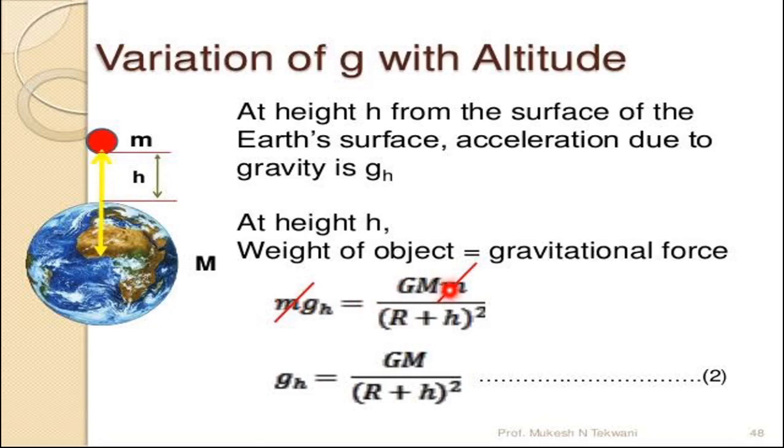By cancelling m from both sides, we'll get the value of g, or we can say the acceleration due to gravity at a height h, which is equal to G me divided by (r plus h) whole square, where r is the radius of the earth and h is the height of the object from the surface of the earth.